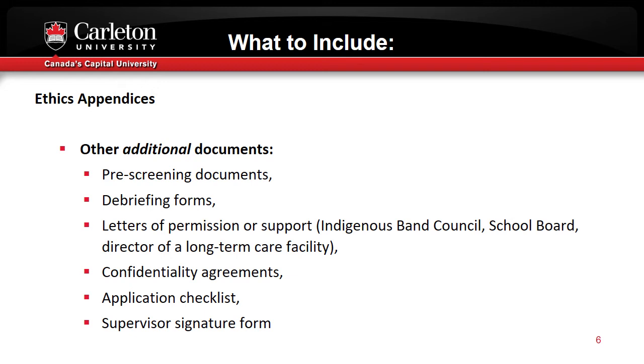Also, for new applicants, they may find it helpful to use our application checklist on our website, as it can cover off the various components of a research ethics application so that a first-time applicant can feel confident that they've provided everything that is required that is applicable to their project. And finally, for students, we do ask that students ask their supervisors to review their ethics application before they submit, and a copy of our supervisor signature form, which can be included with the application, is also available on our website.